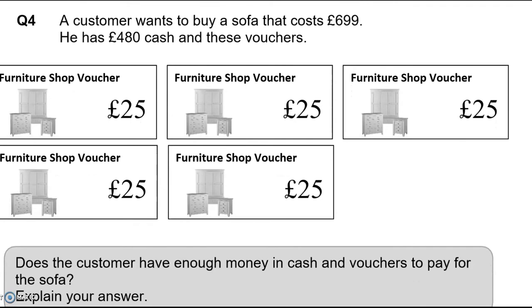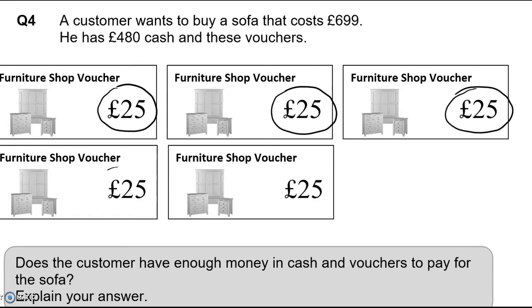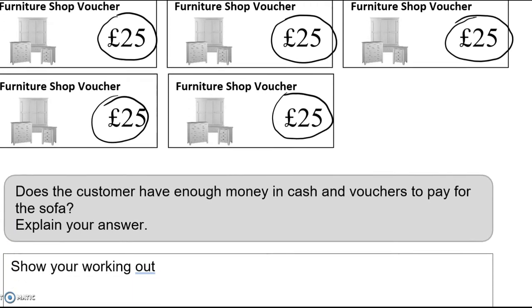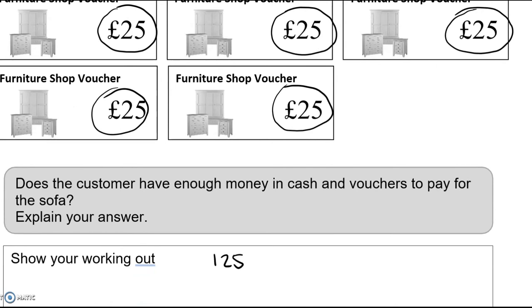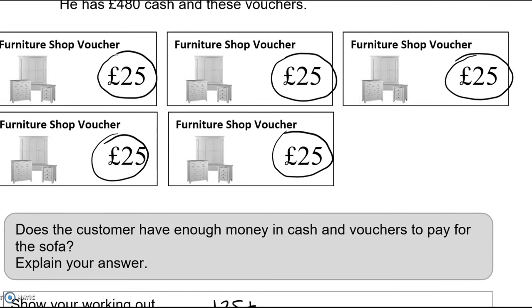Question 4. A customer wants to buy a sofa that costs £699. He has £480 cash and these vouchers. Does the customer have enough money in cash and vouchers to pay for the sofa? Explain your answer. So, in terms of vouchers, he has got 25 and 25, which makes 50, 75, 100, 125. So 125. We're going to add to that the amount in cash, which is £480.